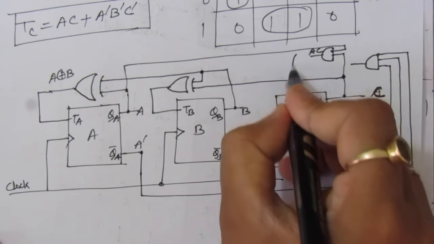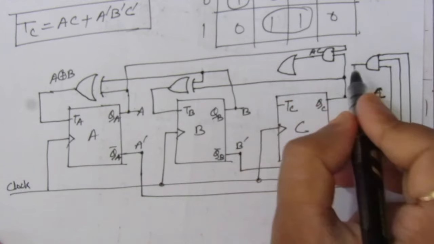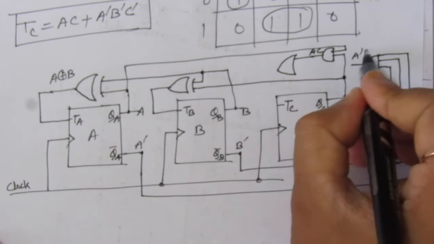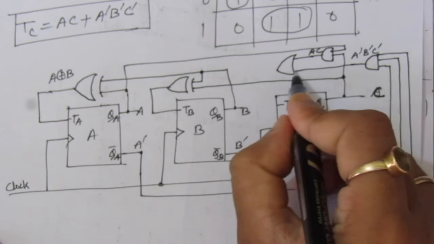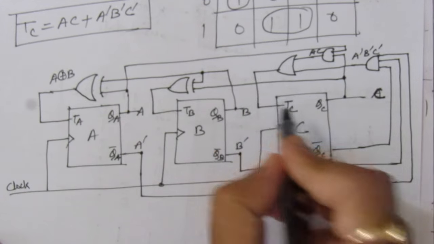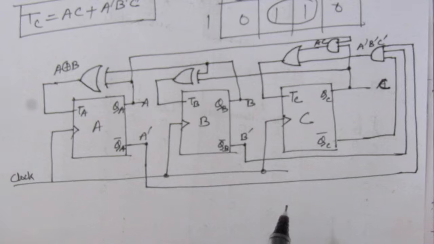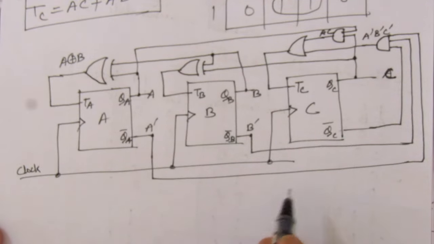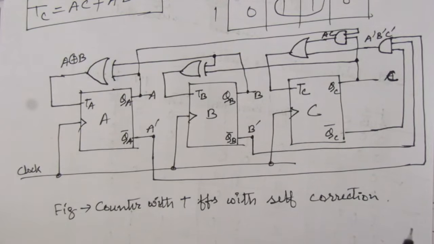Now we have to add these two. So use an OR gate here. Okay, so this will be one input. Here we'll have A bar, B bar, C bar at this AND gate output, this output will be input of this OR gate, and here we'll have this TC. Okay, so we have got the counter circuit. So this is the required circuit design as per the given conditions with self correction. So this is the solution of the problem number 6.24.